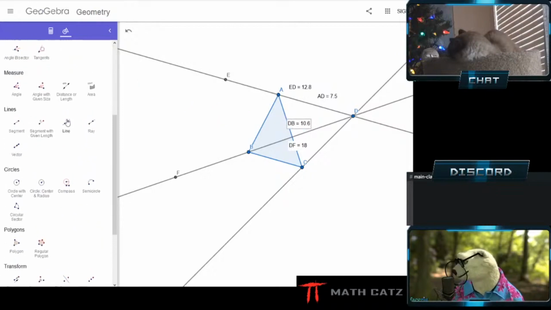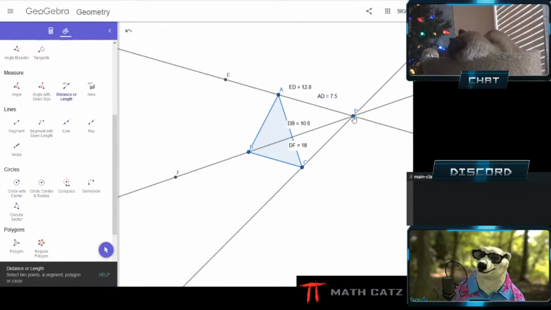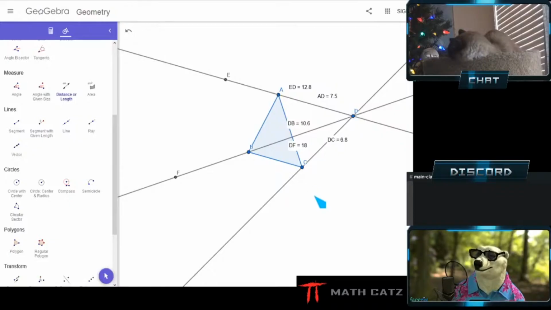I am going to have to measure my distance DC. And currently DC is 6.8. Great. 6.8. I need to scale that according to my scale factor of 1.7. So I'll multiply 1.7 by 6.8.